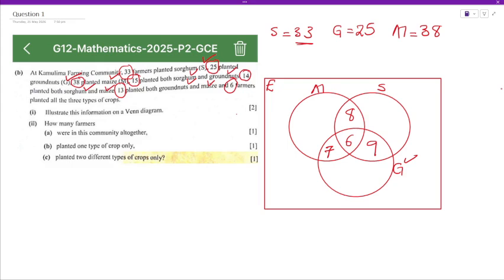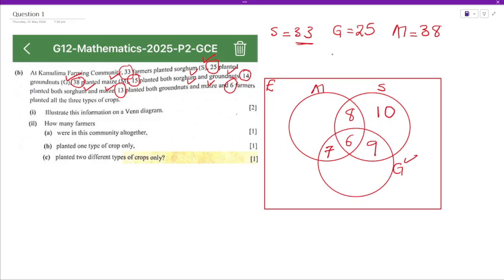Okay, got it. We now say that is 8 plus 9 plus 6. These values are the ones I've added. When you add those, we get 23 minus 33. What am I getting? I'm getting a 10. So the 10 comes there. We are done with the set for sorghum.